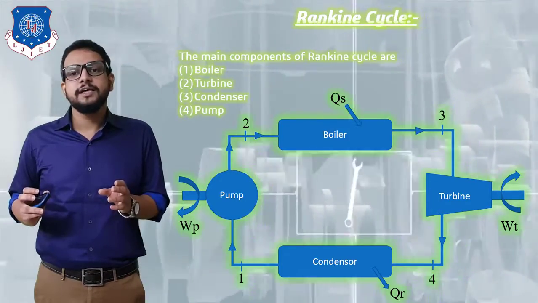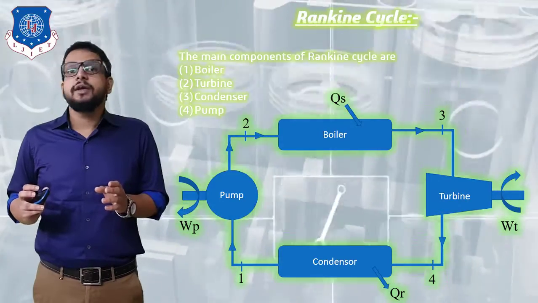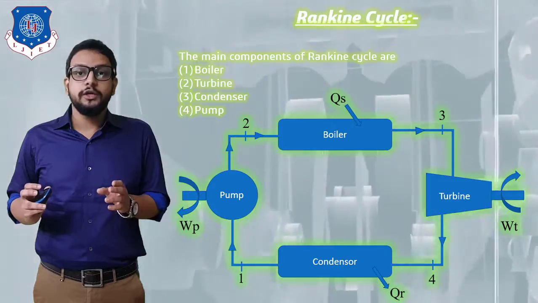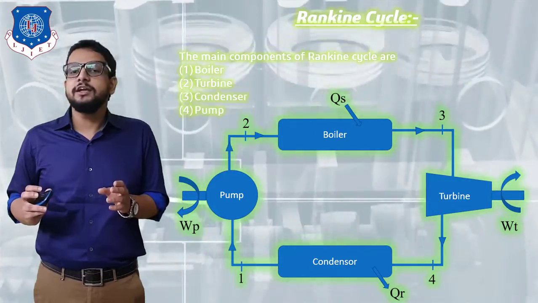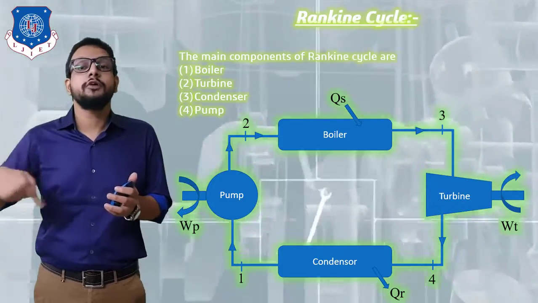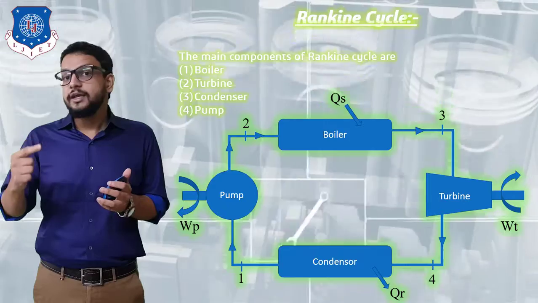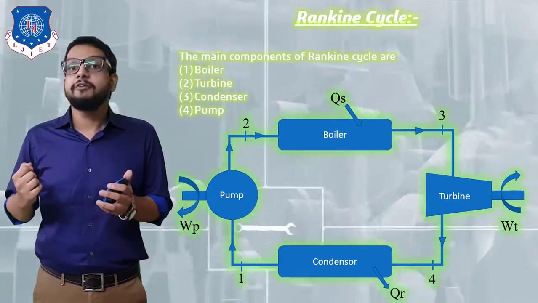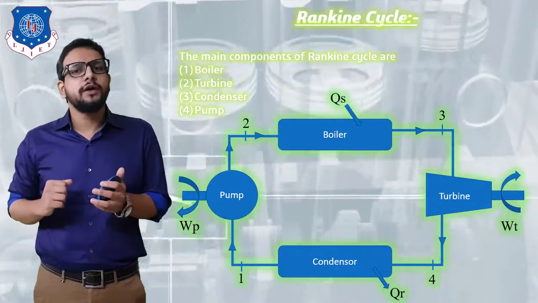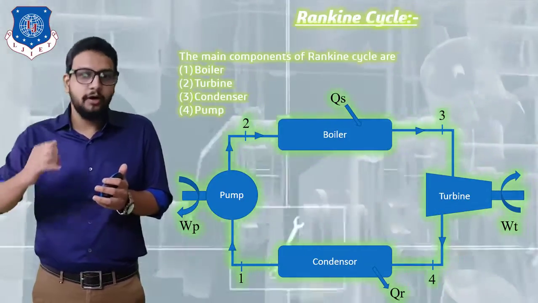Then after, the next component is the turbine. The function of the turbine is to generate mechanical power. It is basically working on the continuity equation. Basically the kinetic energy and potential energy of the fluid is converted into rotational motion of the turbine blades, which generates mechanical power, and that mechanical power is further supplied to an electric generator to generate electricity. So let's say that WT is the work output obtained from the turbine. That is our mechanical power.